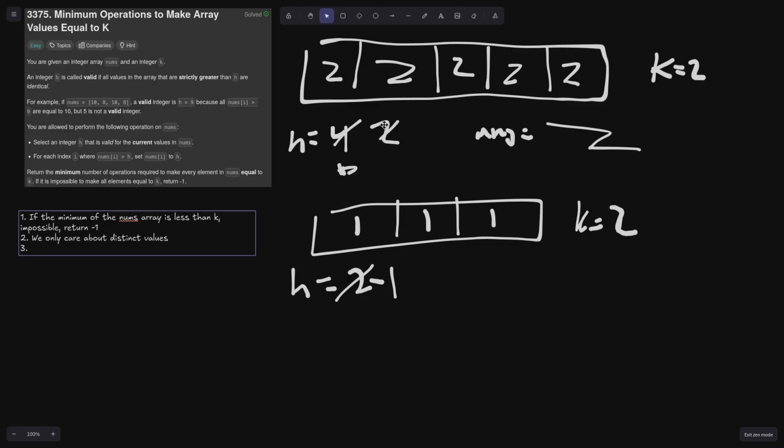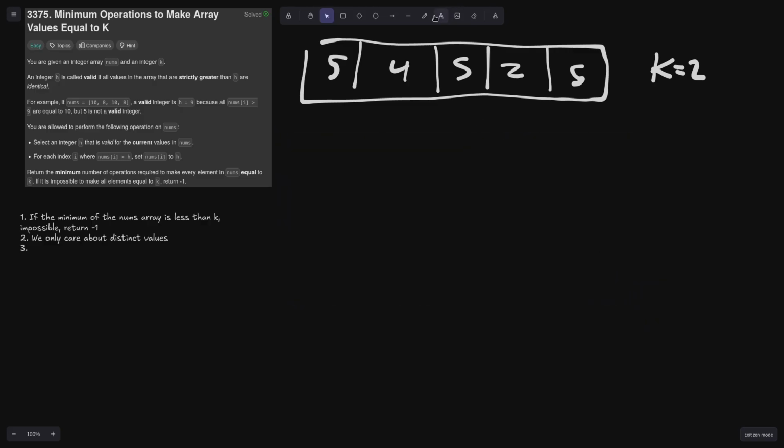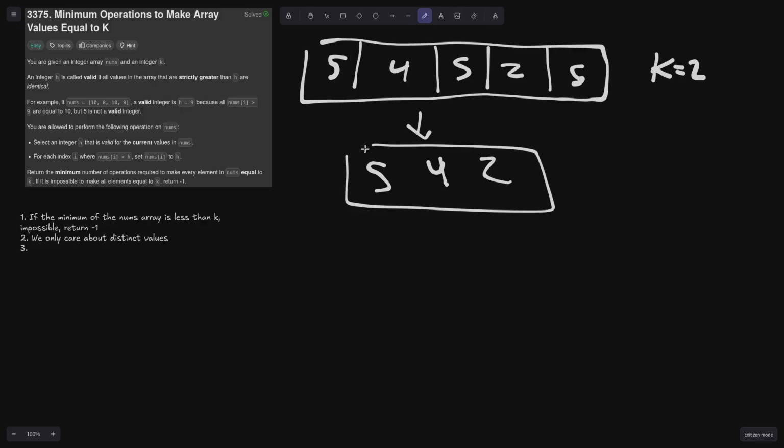If we're to have a sorted array, so let's go back to our original example of, I believe this was 5, 4, 5, 2, 5. If we have this example, let's just erase everything here. We only care about the distinct values, so we're going to change this to 5, 4, 2. And we're going to iterate in the reverse of the sorted array, so this is by coincidence already sorted, cool, in descending order.